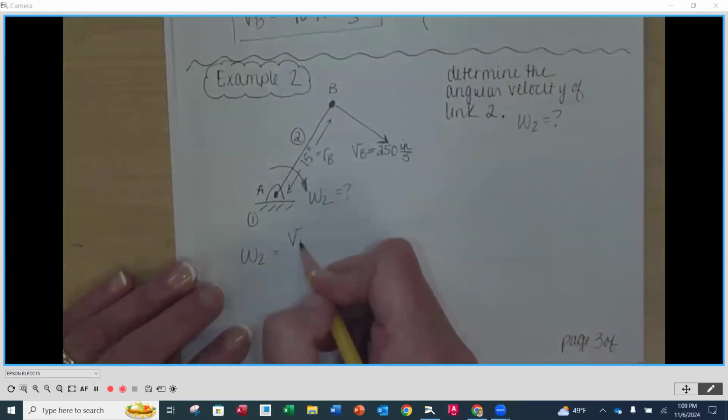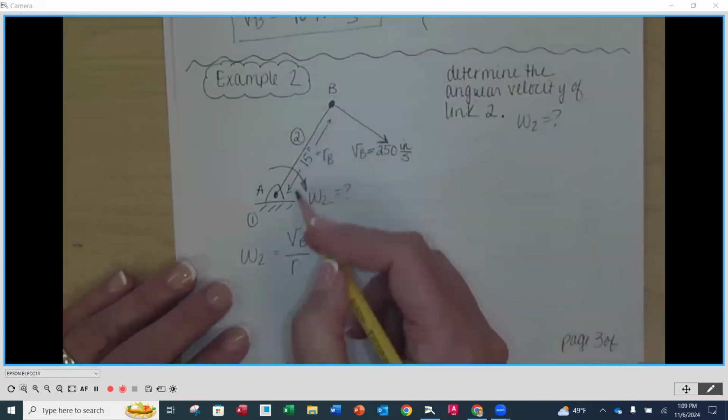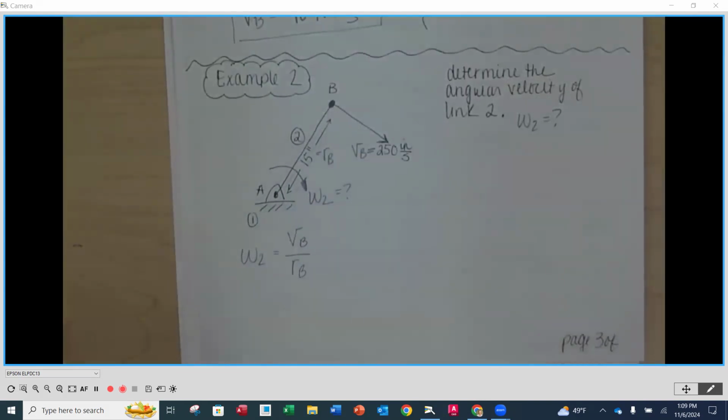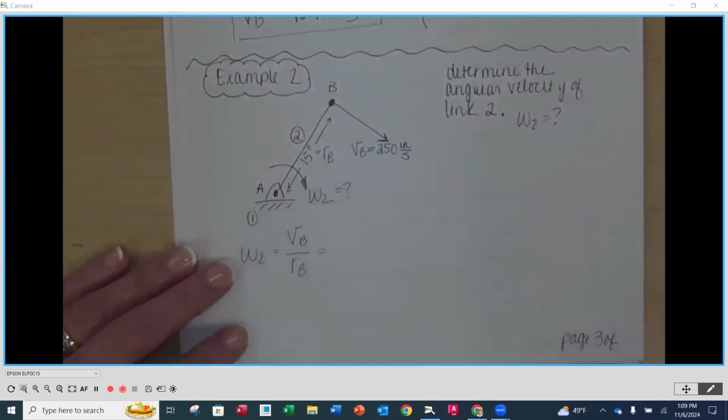Point B here, divided by the radius to point B. So notice you have each one of those with the correct point or link call out. All right, so now we're going to put in our values. So I'm going to put those directly next to it.